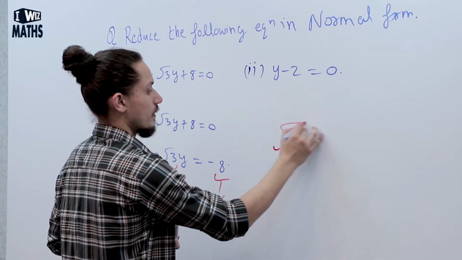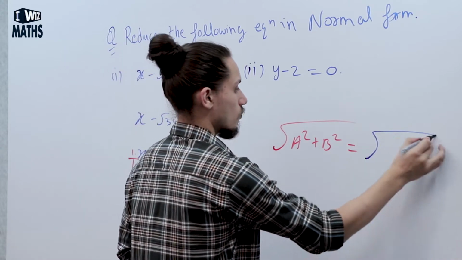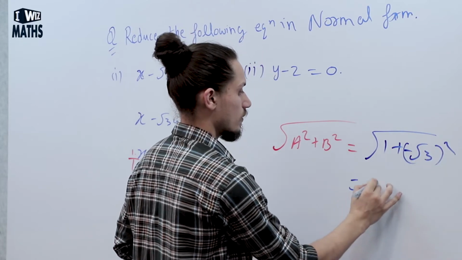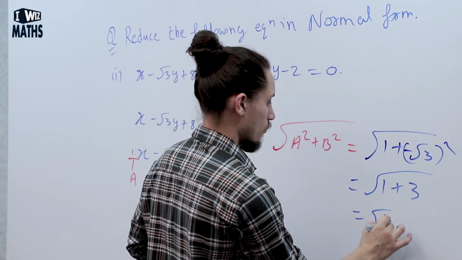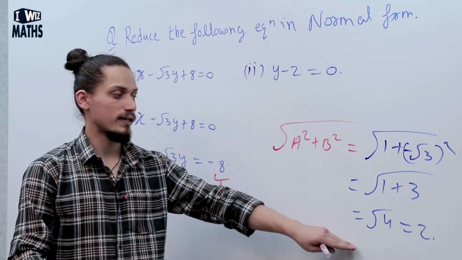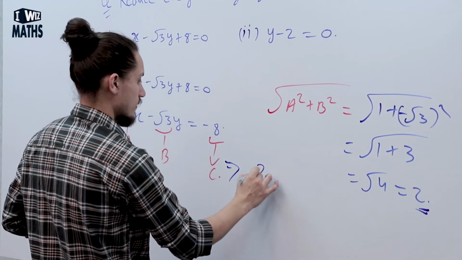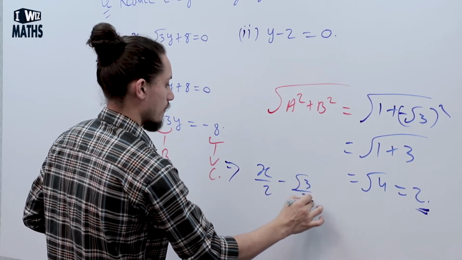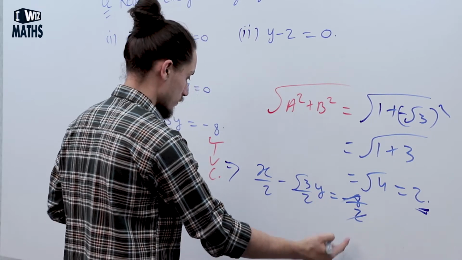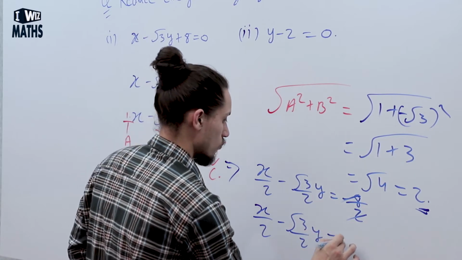हमें क्या चाहिए? सबसे पहले हमें चाहिए under root a square plus b square की value. तो a हमारे पास 1, तो 1 का square is equal to 1 plus minus under root 3 का square, which is equal to under root 1 plus 3, which is equal to under root 4, which is equal to 2. ये आ गया हमारे पास under root a square plus b square की value. Next step क्या होता है normal form के लिए? हर एक term को हम क्या करेंगे? इस quantity से divide करेंगे. So we get x upon 2 minus under root 3 upon 2 y is equal to minus 8 upon 2, that is x upon 2 minus under root 3 upon 2 y is equal to minus 4.